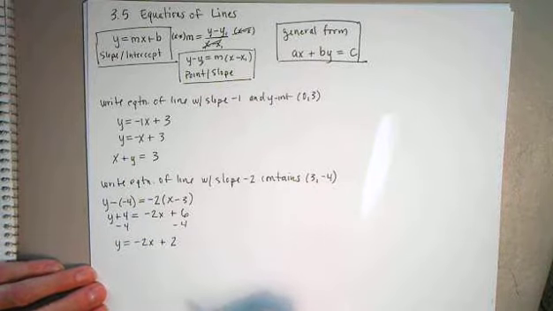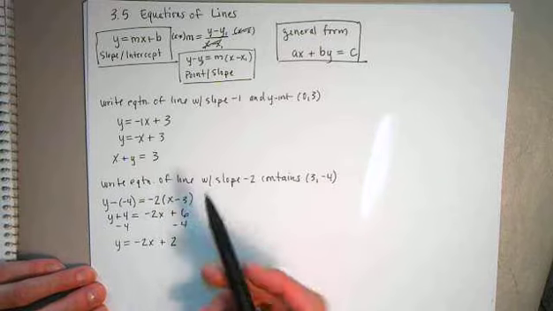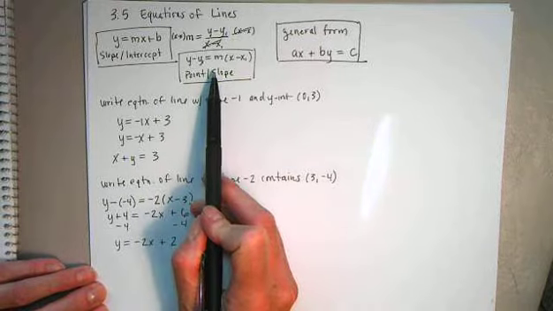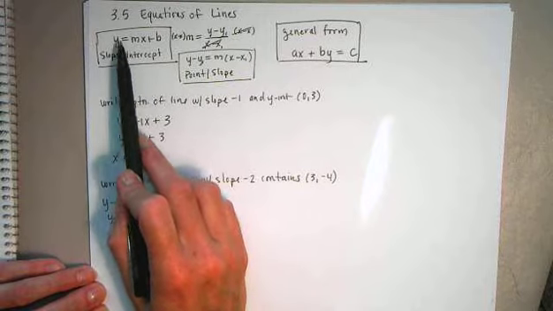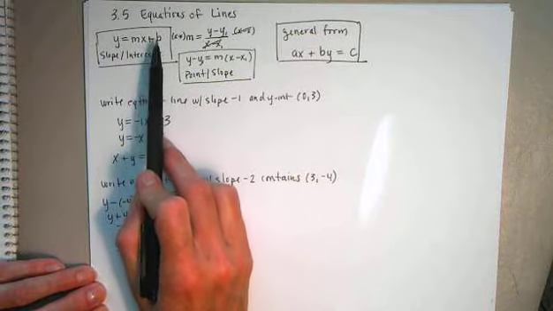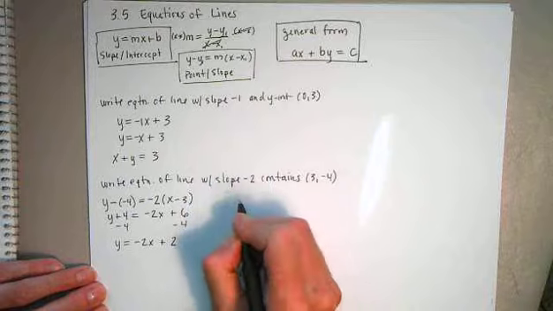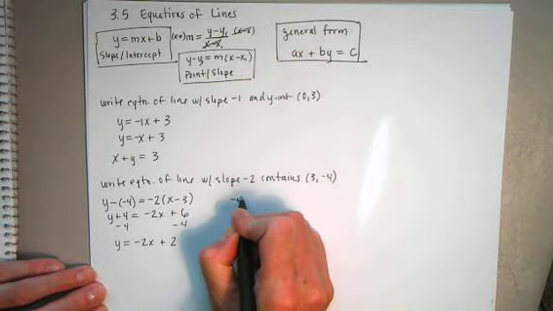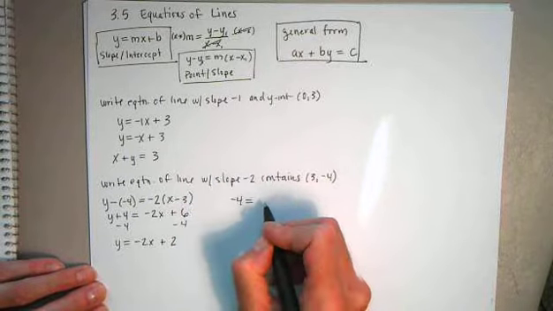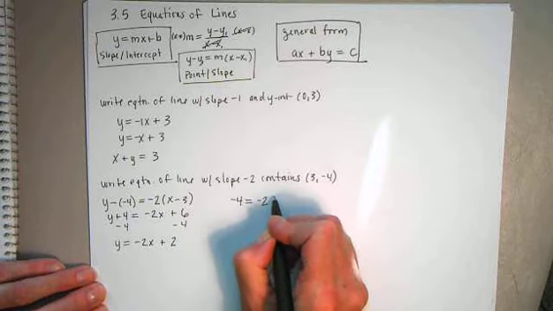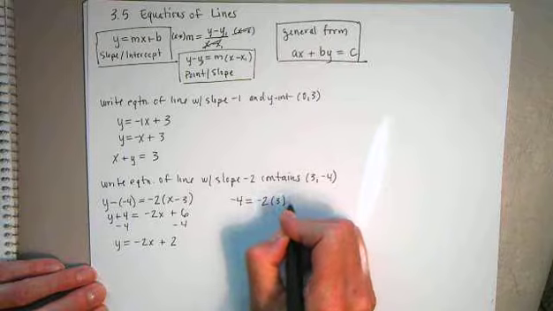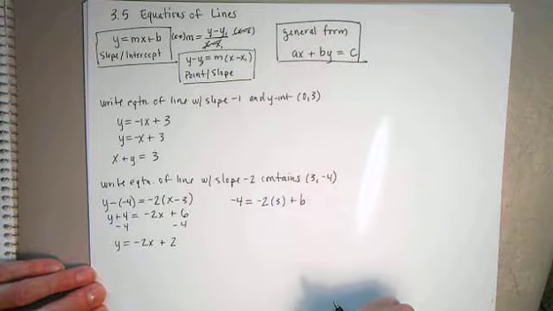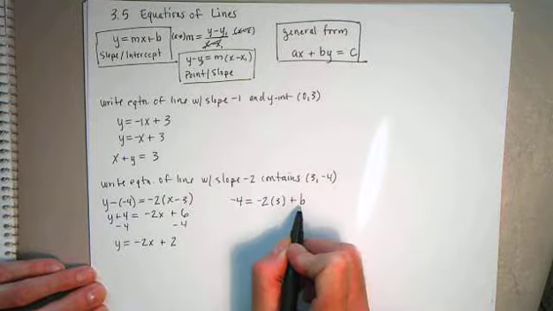Now let's suppose we wanted to do that the other way. Let's suppose that we don't have this formula memorized, but we know this one. So we're going to plug in, again, y and m and x and find b. So if I plug in y, I have negative 4. And then I plug in m, I have negative 2. And then I plug in x, which is 3. And that gives me everything but b, so I can solve for b.